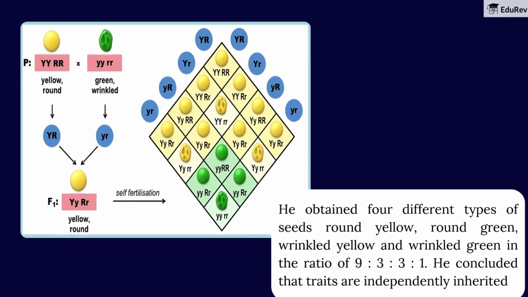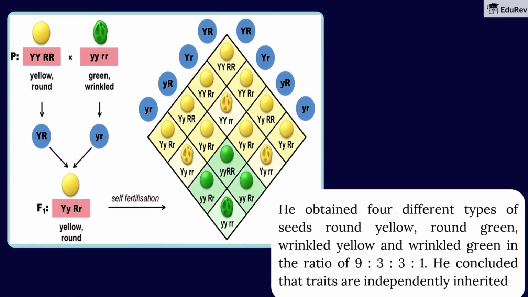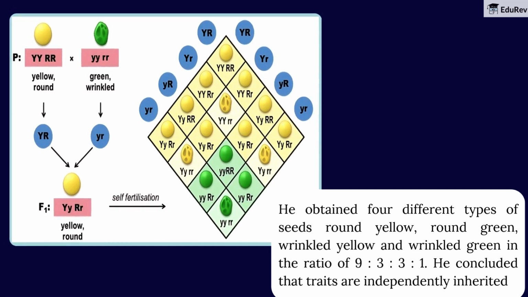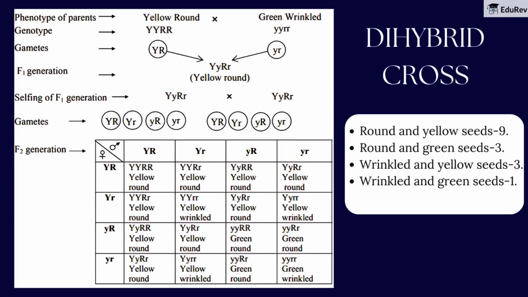Mendel obtained 4 different types of seeds: round yellow, round green, wrinkled yellow, and wrinkled green in the ratio of 9:3:3:1. He concluded that traits are independently inherited. We can see the results of the dihybrid cross as shown here.